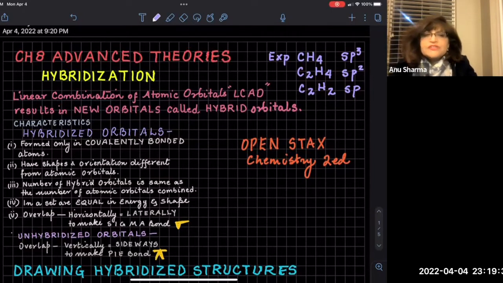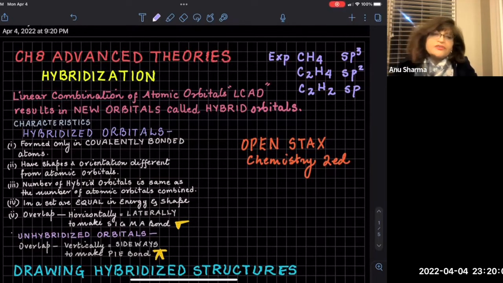Before we start with the hybridization, let's understand what is the meaning of hybridization. Hybridization is basically mixing of the atomic orbitals. When these atomic orbitals mix, it's a linear combination of the atomic orbitals. When they mix, they result in new orbitals, and these orbitals are called hybrid orbitals. The types that we are covering in this video are sp3 hybridized orbitals, sp2 hybridized orbitals, and sp hybridized orbitals.